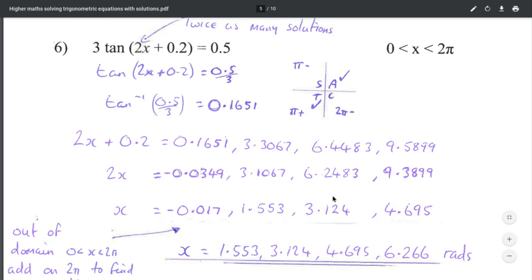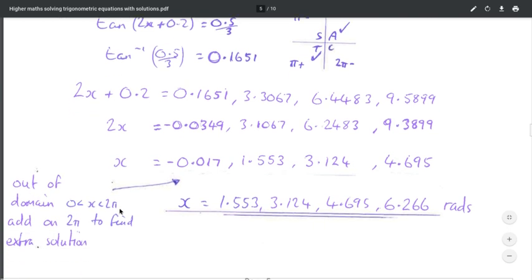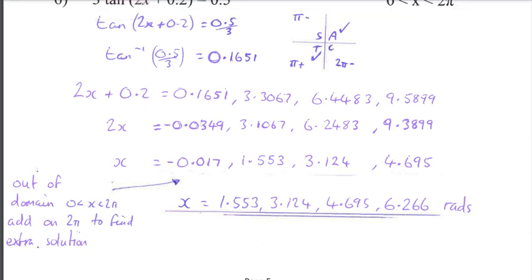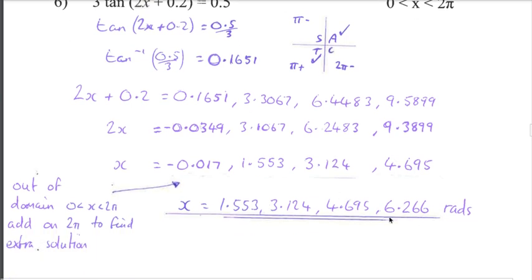So I've divided through by 2. This is not in the domain. So I've made a statement there, out of the domain 0 to 2 pi, so I add on 2 pi to find the extra solution, because I should be getting 4 solutions if it's tan 2x. Okay, so negative 0.017 plus 2 pi, which is roughly 6.28, so it's going to come in just under 6.28, which it does. And again, that's because we have that plus 0.2 there, which drags the tan curve a little bit to the left, which has dragged that value out of the domain, which is why I'm looking for this one further up.